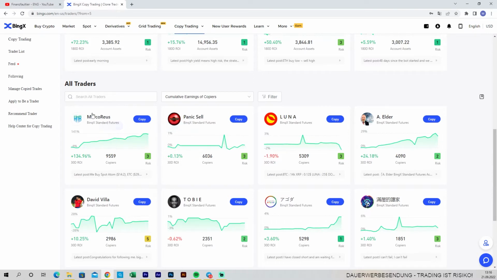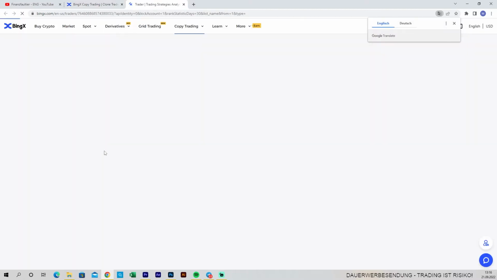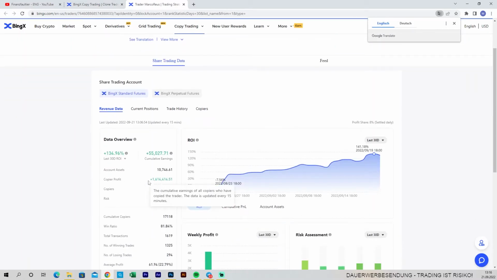Then this guy here, Marco Reus, came up with over 9,500 copiers. So almost 10,000 people copy his trades. That's a ridiculous amount, and we see that this guy has now made $1.6 million in profit for the copy traders, which is also pretty much insane. So I tried to set him up.